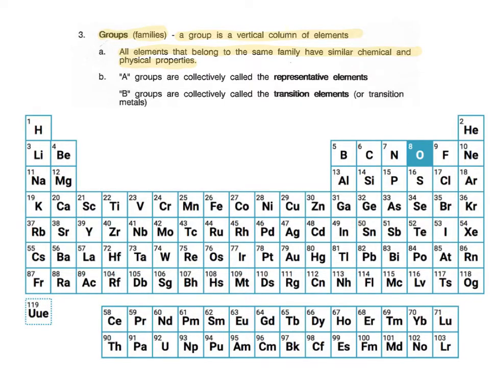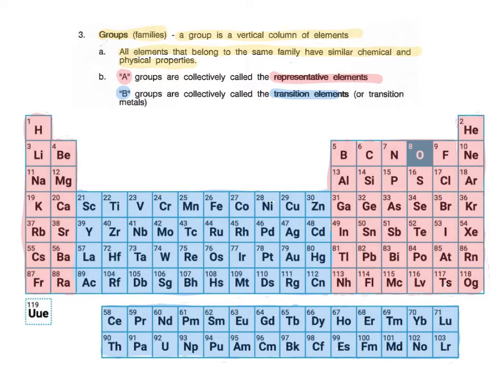similar types of reactions. On the periodic table, we have 2 categories of elements. One is called the representative elements, and the other one is called the transition elements. The transition elements are called that because they're transitioning from one type of representative element to the other, so they're called transition elements, and that's sort of the center section, and we call those also B group elements.